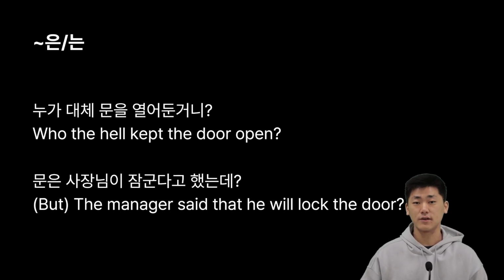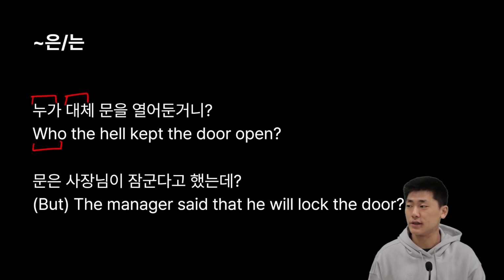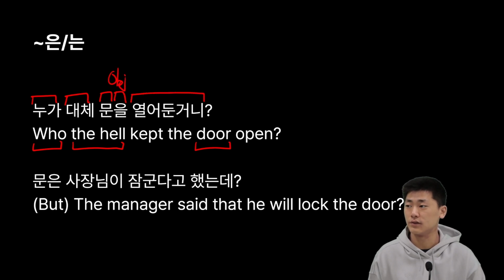Let's break down this conversation. The first sentence is 누가 대체 문을 열어둔 거니? Who the hell kept the door open? In this sentence, 누가 means who, and 대체 means the hell, and 문 means door, and 을 is the objective case particle, and 열어둔 거니 means kept open.